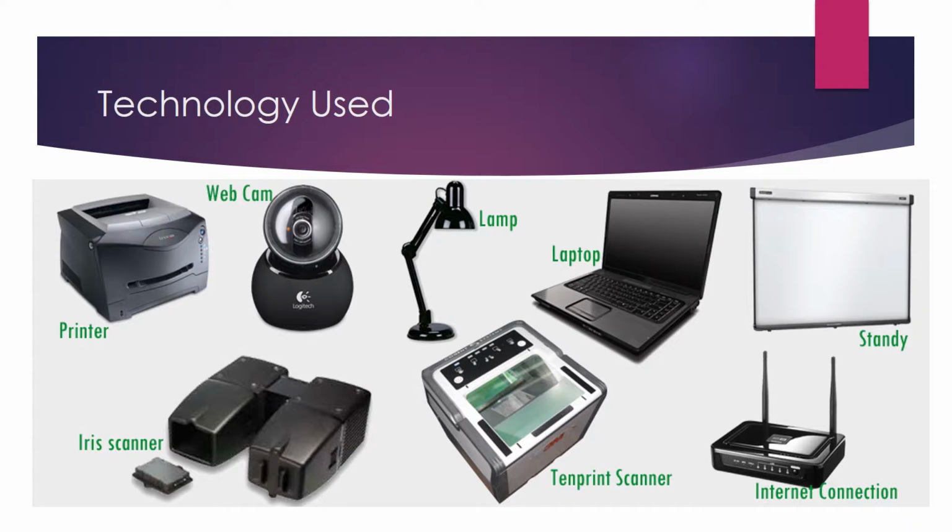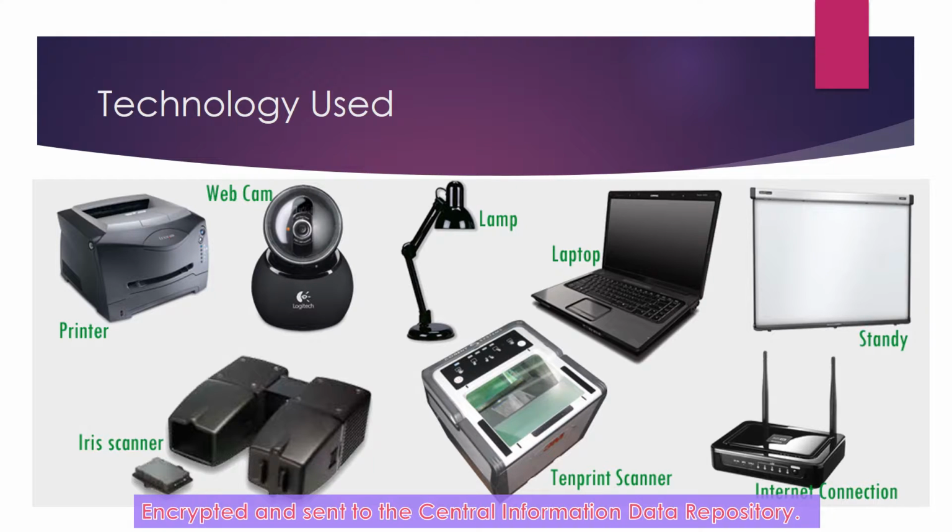Hardware consists of a fingerprint reader, an iris scanner, a webcam, and a laser printer. This information is securely encrypted and sent to the Central Information Data Repository. The backend operations are then carried out at the repository, where the packet is checked and validated for correctness and then deduplicated against the existing enrollment database. Only when the new enrollment record is found to be unique is an Aadhaar number granted to that particular resident.